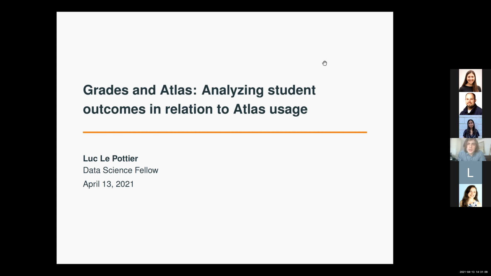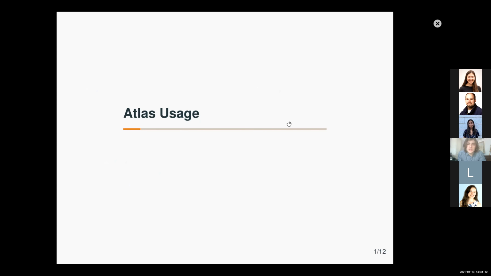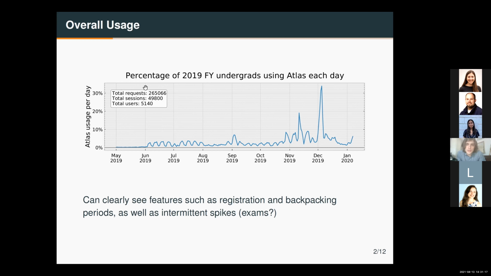I'll start just by talking about some Atlas usage. These are overall statistics broken down by LARC demographics. To start, this is a plot showing the percentage of the first year undergrads for the 2019 class using Atlas each day. A spike of 10% would mean that 10% of the total student body of this freshman class used Atlas in that week. You can see some pretty clear features. In particular, you can see weekly spikes where there's about 2 to 3% using Atlas in each of those times.